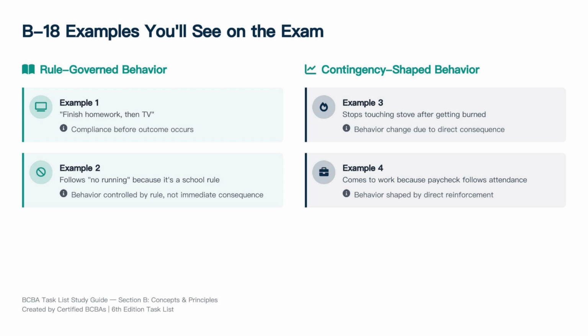To lock it in, think through exam-style examples. Finish homework, then TV is rule-governed because compliance happens before the outcome is contacted. Following no running at school can be rule-controlled even without immediate consequences. Touching a stove less after getting burned is contingency-shaped because the consequence taught it. And going to work for a paycheck is also contingency-shaped because attendance contacts reinforcement over time.